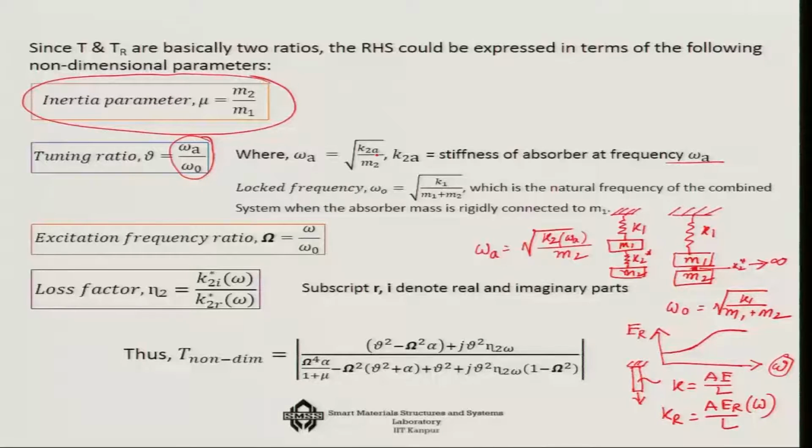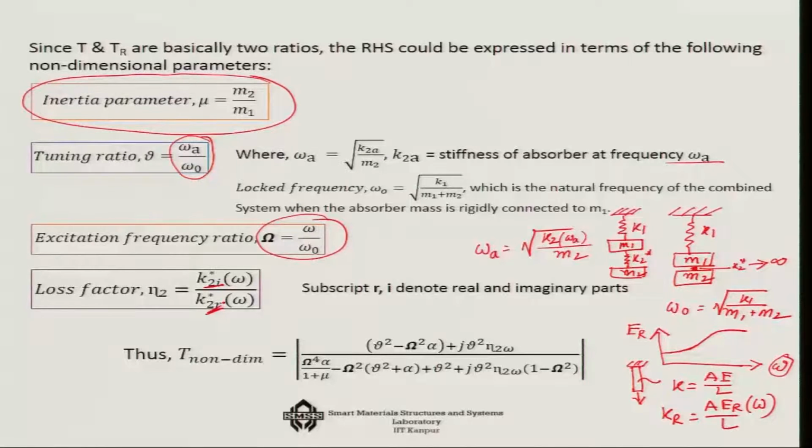The next is the excitation frequency ratio, which is very simple. It is the ratio of the actual frequency where I am exciting, normalized with respect to the locked frequency of the system. And finally, the loss factor, which is defined in the standard way as the imaginary part over the real part, that is k 2 I over k 2 r. That is the loss factor.